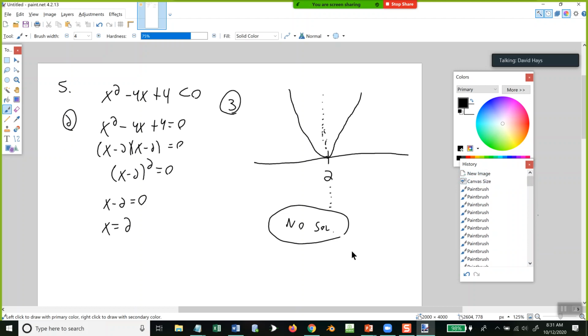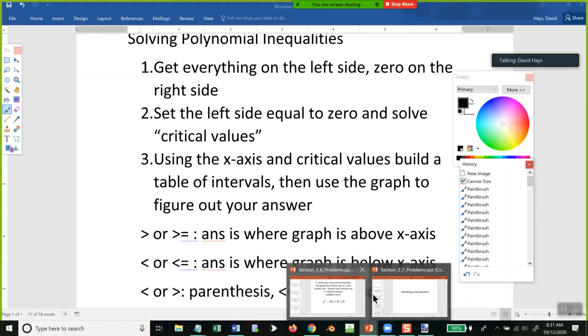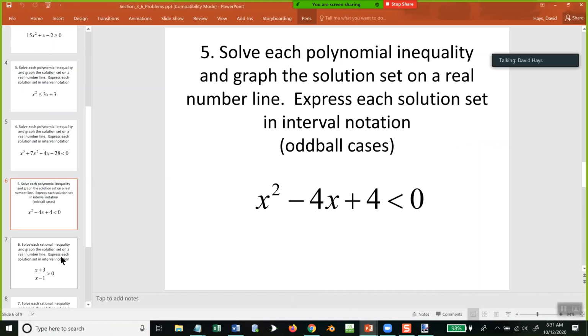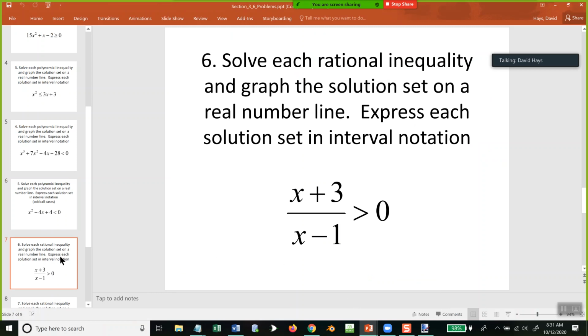Okay, let's take a look at rational inequalities now. Rational means a single fraction. This is an example of a rational inequality. Got an inequality symbol, and you got a single fraction, specifically with variables in the denominator.